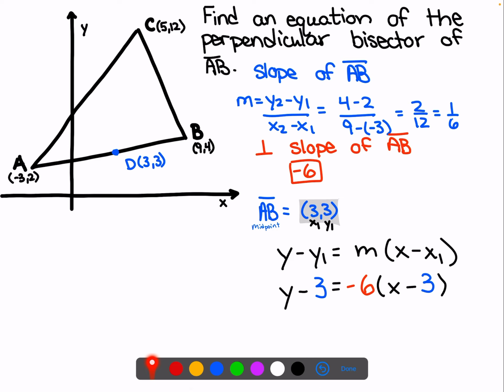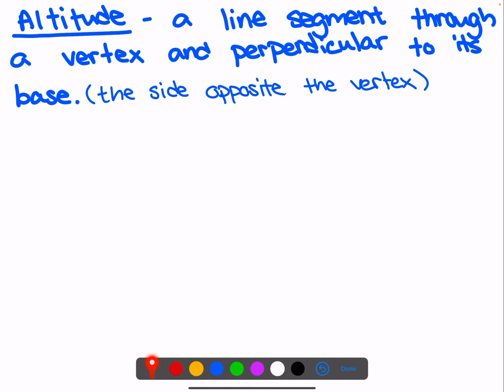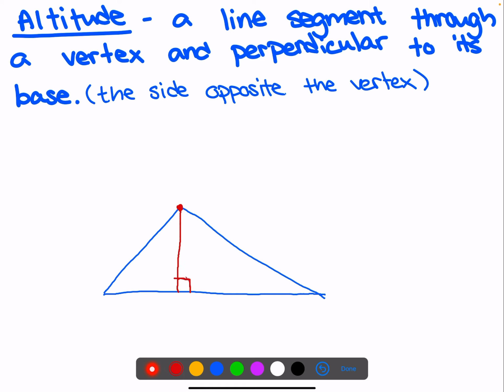All right, next up, we have the definition of altitude. So altitude is a line segment through a vertex and perpendicular to its base, the side opposite the vertex. So I'm going to go ahead and draw a quick diagram of this. Our altitude will always go from a vertex to the opposite side, and it will always intersect in a perpendicular fashion. So it's not like the perpendicular bisector where it doesn't necessarily go through a vertex, but the altitude must go through a vertex and be perpendicular. That means that it's not necessarily bisecting it, it's just going to intersect at 90 degrees.